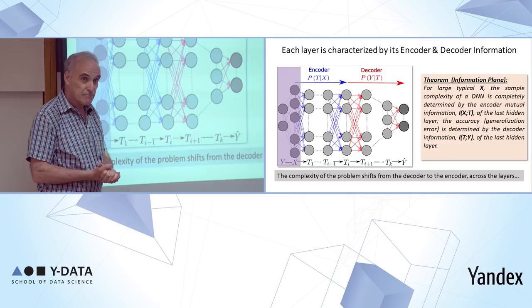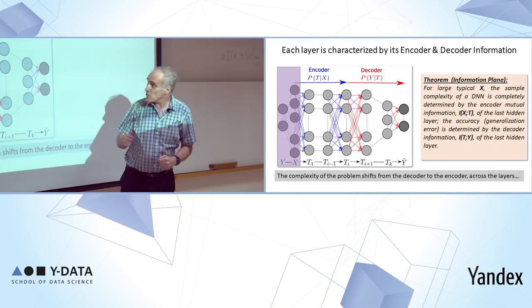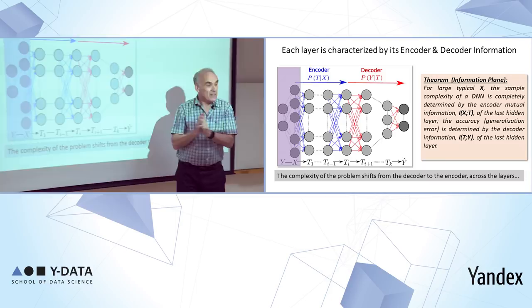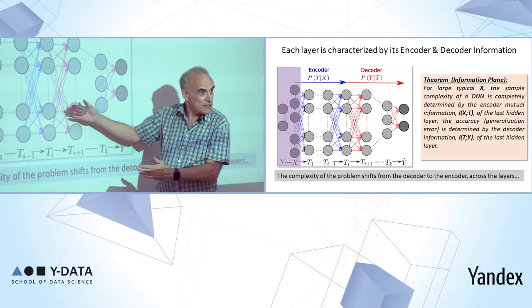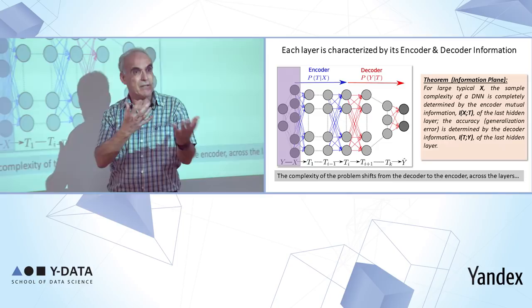And of course, the other part of each layer is the decoder of the layer, which is the map from the layer to the label. So essentially, when you move through the layers of a deep neural network, the encoder gets more and more complicated when you move from layer to layer, in some sense. And the decoder gets simpler and simpler. The last layer has a very simple decoder, but a very complicated encoder. So the complexity of the problem somehow shifts from the encoder to the decoder when you move through the layers.